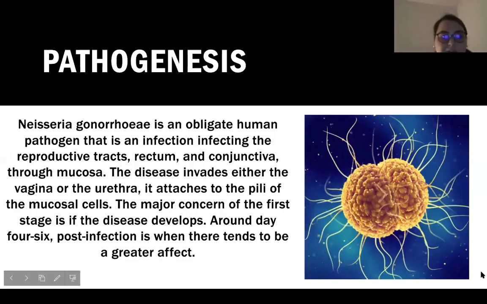Pathogenesis is the development of a disease. For pathogenesis of Neisseria gonorrhoeae, it is an obligate human pathogen that infects the reproductive tracts, rectum, and conjunctiva through mucosa and the epithelial cells of the human body. The disease invades either the vagina or the urethra and attaches to the pili of the mucosa cells. Around day 4 to 6 post-infection is when the disease tends to have a greater effect. This is because there tends to be a complete loss of ciliated cell activity affecting many physiological importances. Next slide.